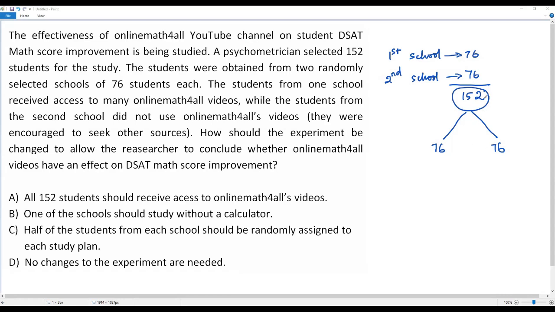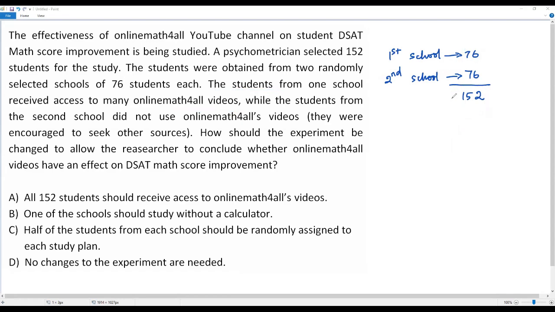Okay, here when I consider these 152 students and want to study the effectiveness of online math for all YouTube channel for DSAT math preparation, one source has to be given to 50% of the students, and the other source should be given to the remaining 50%. But when I give access to online math for all videos to 50% of the 152, all the 50% of the students should not be from the same school. But according to this information, all the 50% of the students of this 152 are from the same school, that is from the first school. So this is not the proper way of doing it.